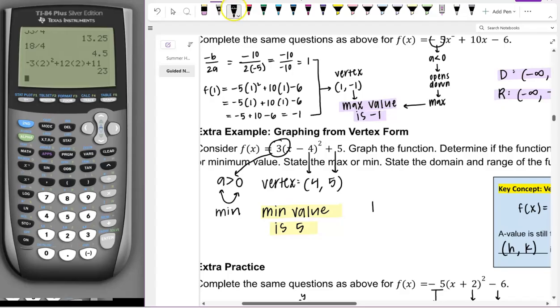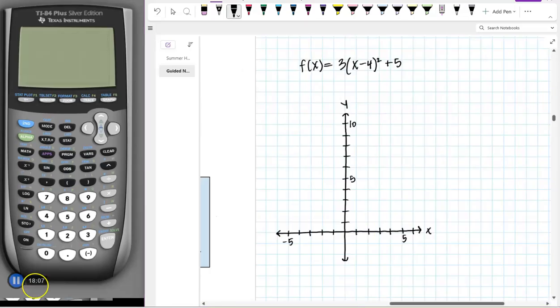The domain is still going to be all real numbers. The range has a min value of 5, so it can't go below 5. It can equal 5, but it can't go below 5. It can be anything above 5 all the way up to infinity. So my domain and range I have. Now let's go off to the side and actually graph this function.